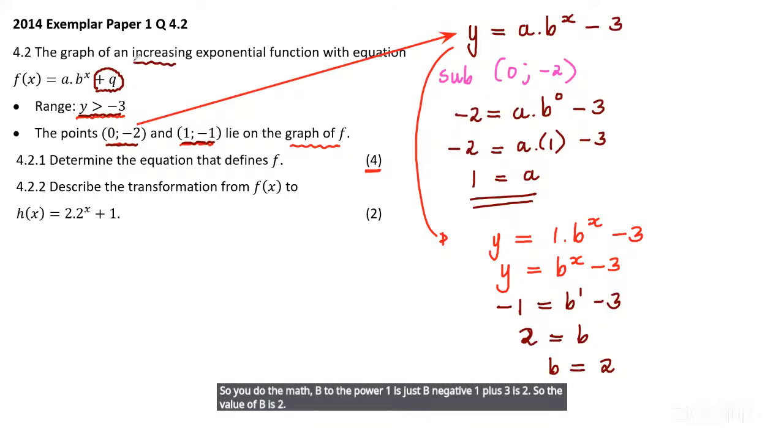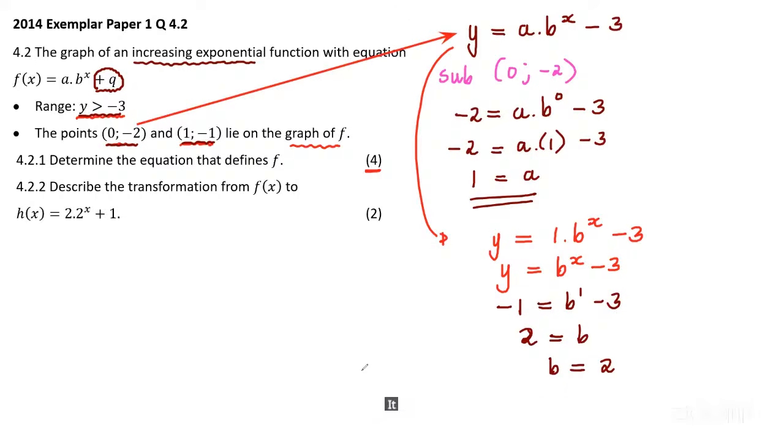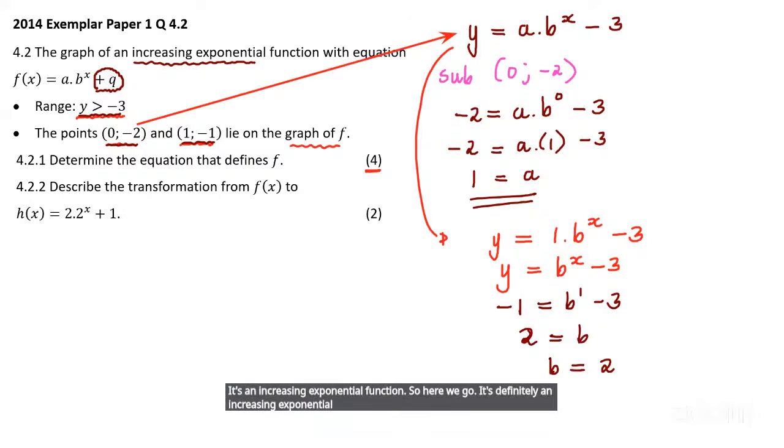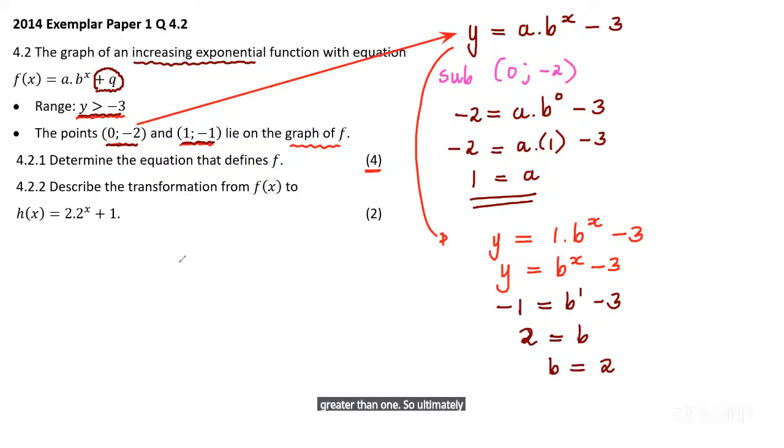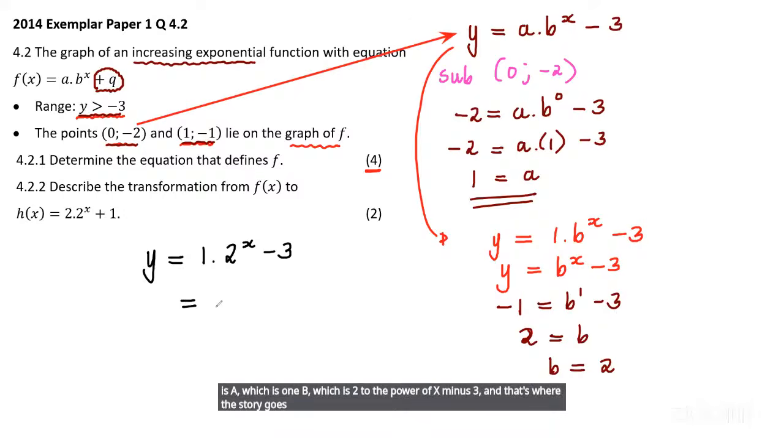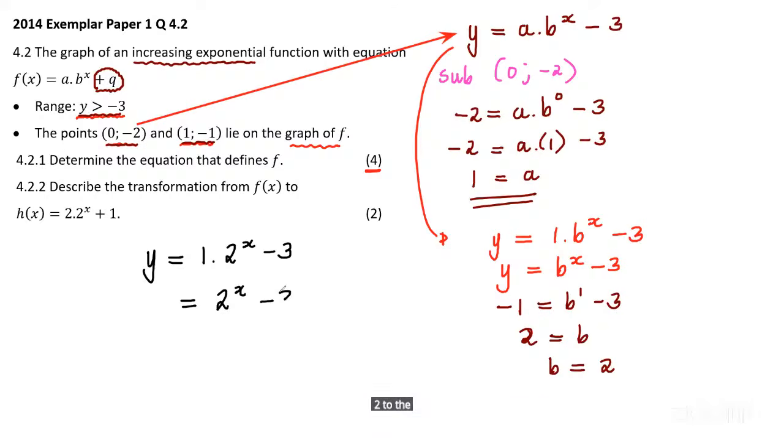And true to what they wanted, it's an increasing exponential function. It's definitely an increasing exponential function, so the value of b has to be greater than 1. So ultimately, when you're writing your equation, it's y is a, which is 1, times b, which is 2, to the power of x minus 3. Or better still, 2 to the power x minus 3.